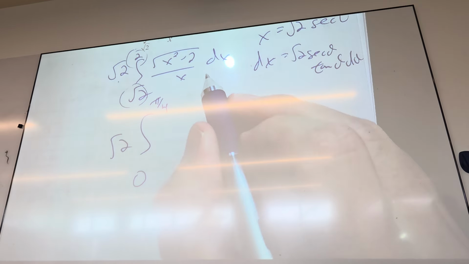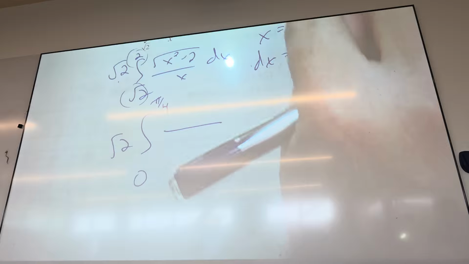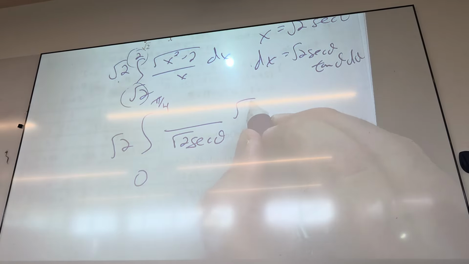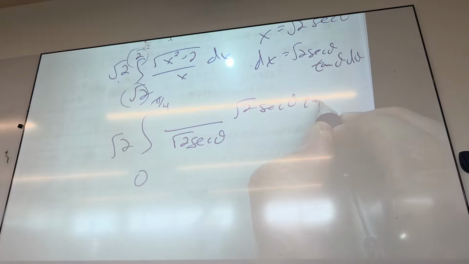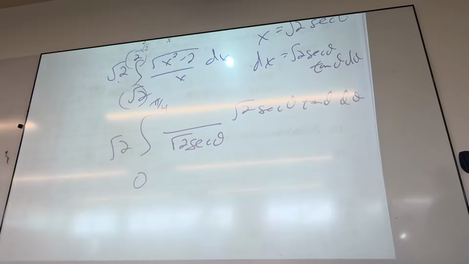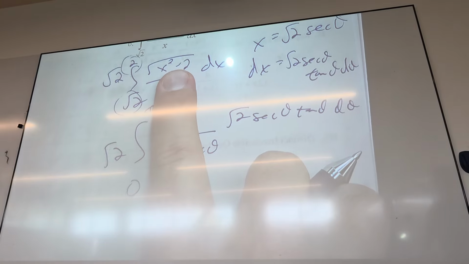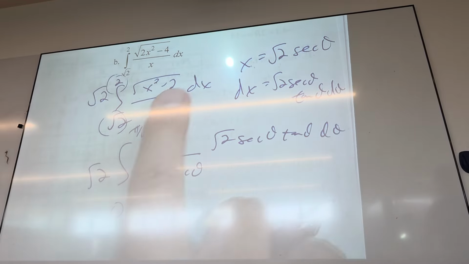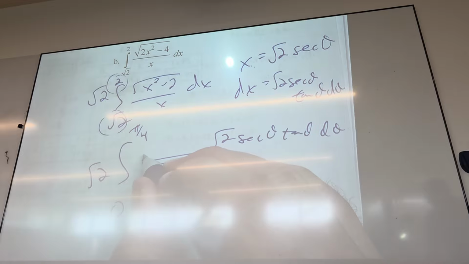What else do I get here? Let's see. x we said was rad 2 secant theta. dx was the derivative. And then this becomes rad 2 squared is 2 secant squared, 2 secant squared minus 2.